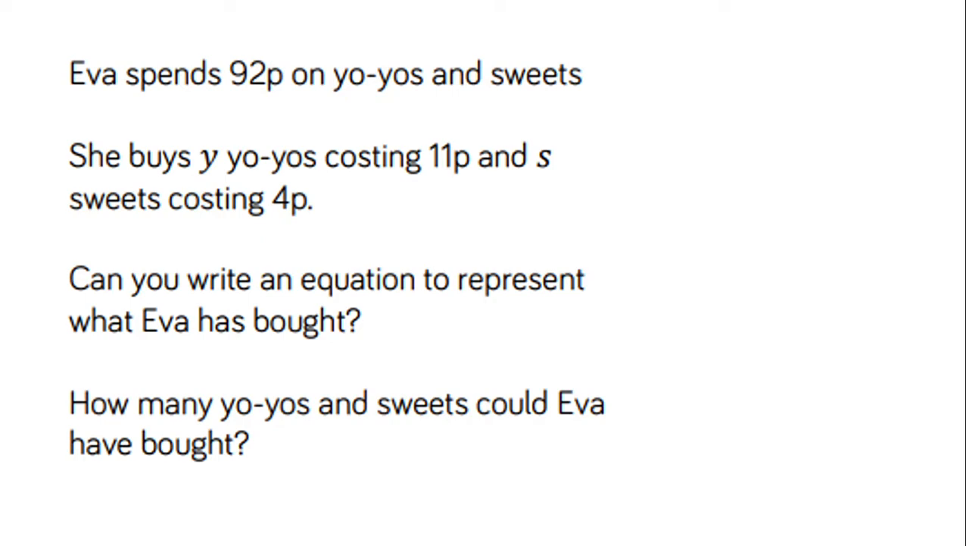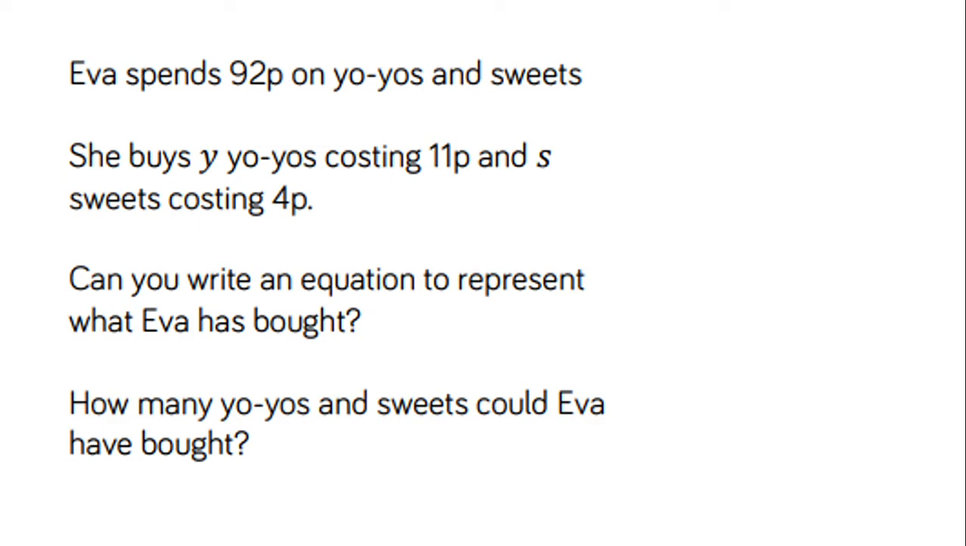Eva spends 92 pence on yo-yos and sweets. She buys Y yo-yos costing 11p and S sweets costing 4p. Can you write an equation to represent what Eva has bought? How many yo-yos and sweets could Eva have bought? Okay, have a look at this question and then pause the video, please. Right, quite a tricky one.